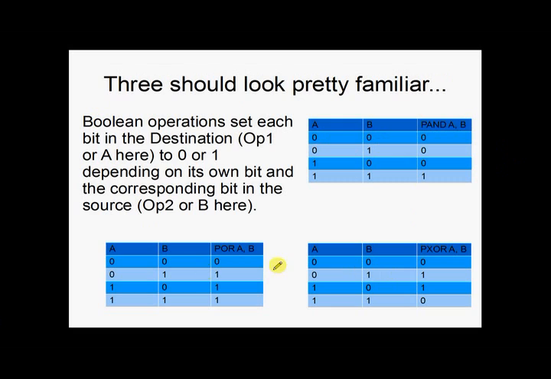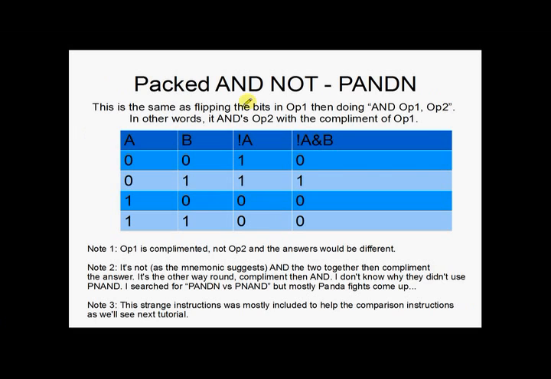Here are the truth tables for the first three. We've got PAND up here, which sets the result bit to 1 only if both of the operands have a 1 in that bit. We've got packed or, which sets the result bit to 1 if either of the two operands, A or B, are 1s, or indeed if both of them are 1. And then of course exclusive or, which sets the result to 1 if one or the other has a 1 in it, but not if both have a 1 in the particular bit. Okay, so that's pretty cool.